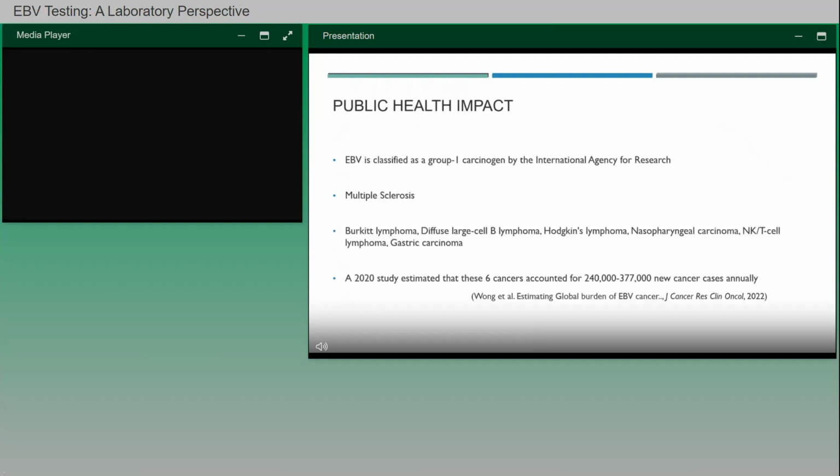So this oncogenic property gives it a bigger health impact than most folks probably are aware of. In fact, there's the International Agency for Research on Cancer, an intergovernmental agency that's part of the World Health Organization. In 1997, they classified EBV as a group 1 carcinogen. And it also has a public health impact probably on multiple sclerosis.